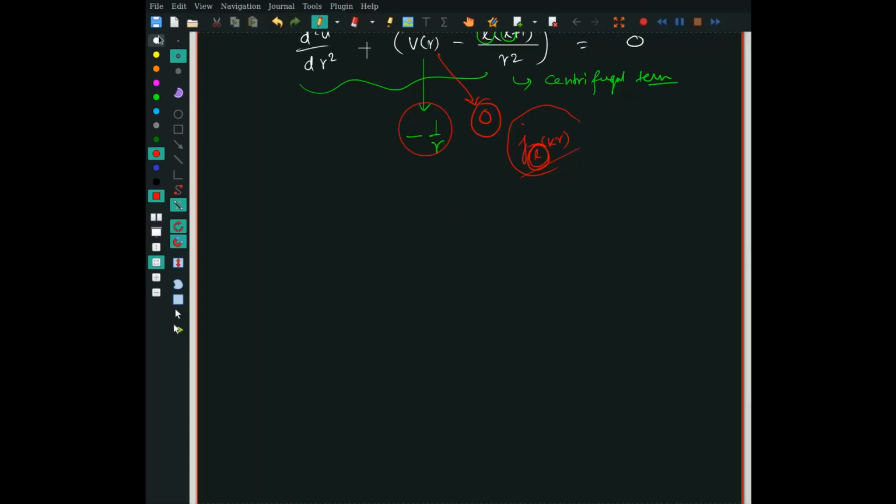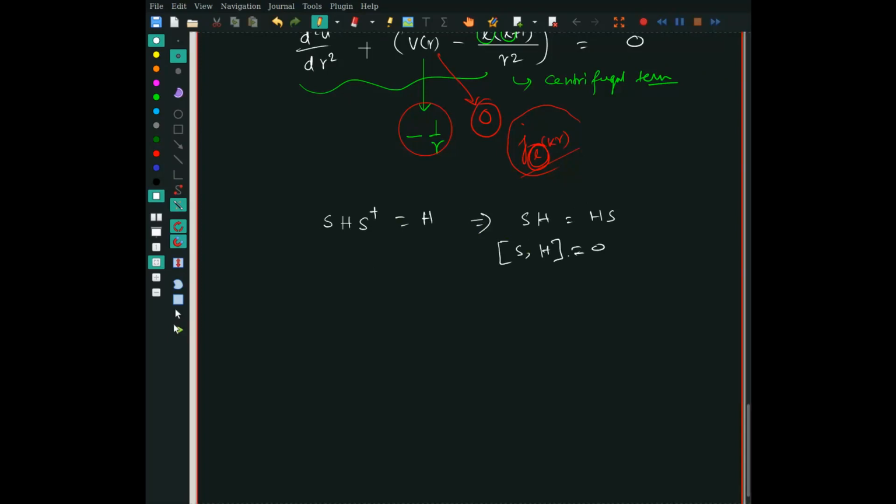In the last class, I perhaps mentioned that if a Hamiltonian has a symmetry under something, then the Hamiltonian commutes with the generator of that symmetry. It goes like this: say you have S H S dagger equals H, where S is a symmetry operation. Multiplying with S from the right, you get SH equals HS, and that gives you the commutator [S, H] equals 0. So S is a conserved quantity.